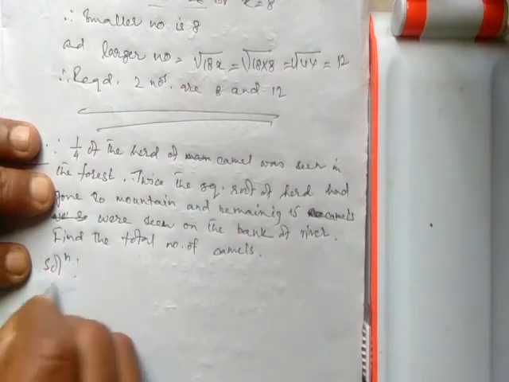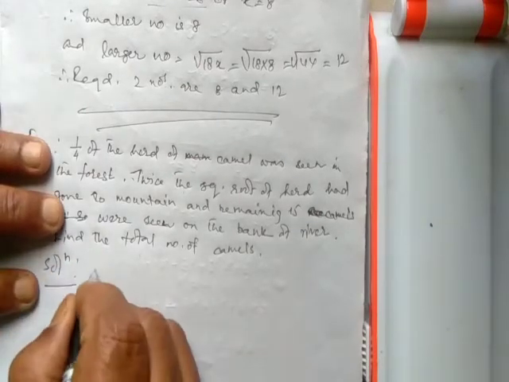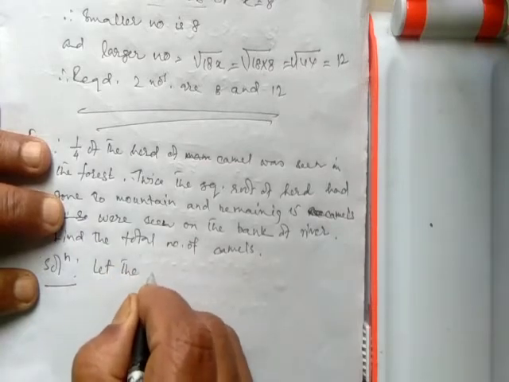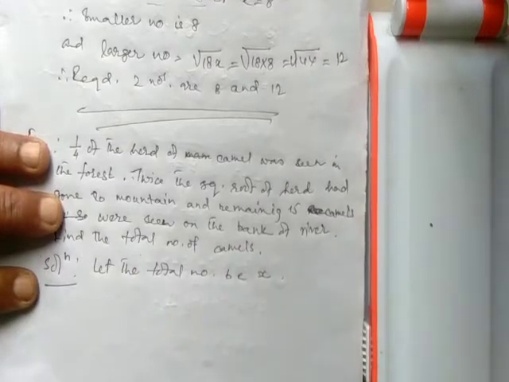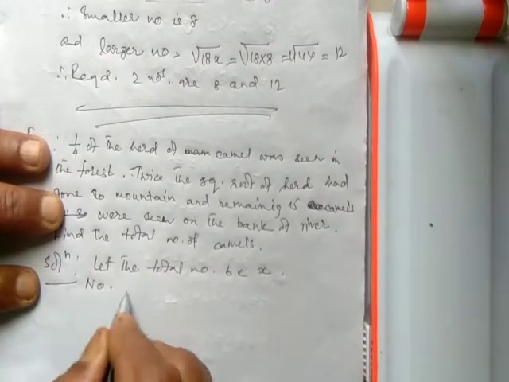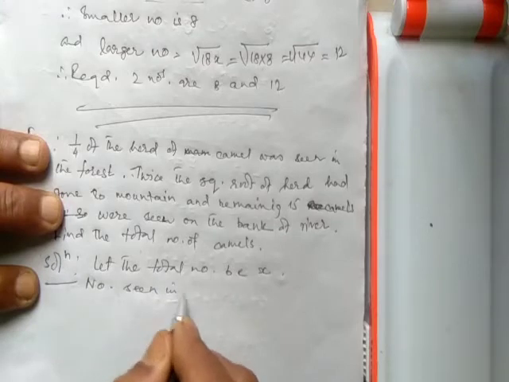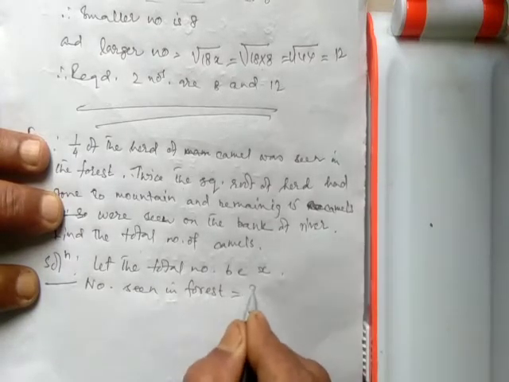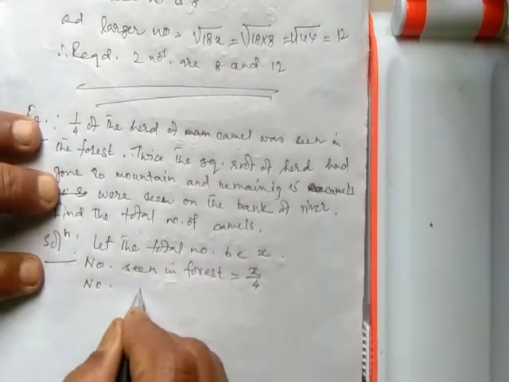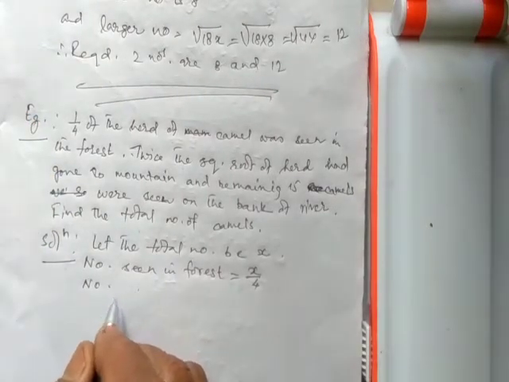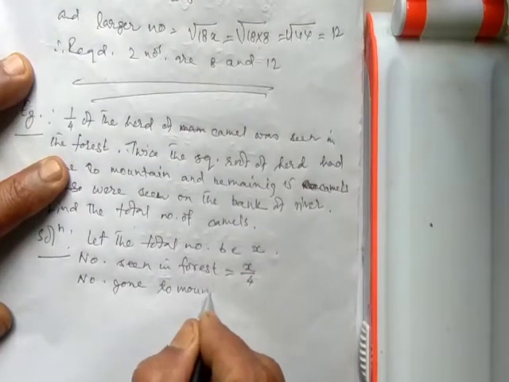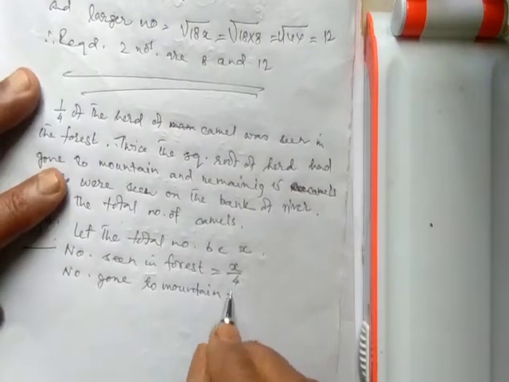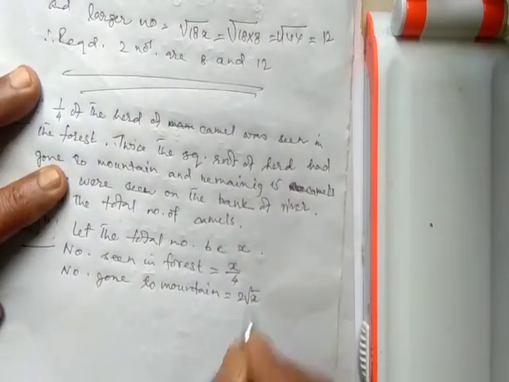Solution. Let the total number be x. Number of camels seen in the forest is equal to how much? 1/4. Number of camels gone to the mountain is equal to how much? 2 times the square root of the total number.